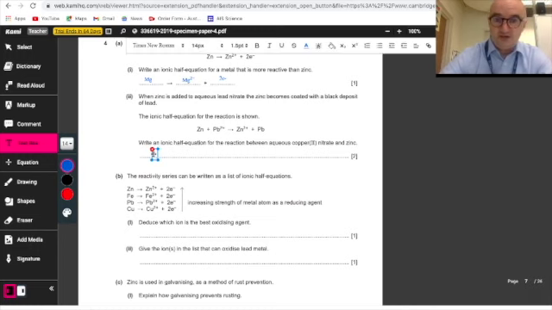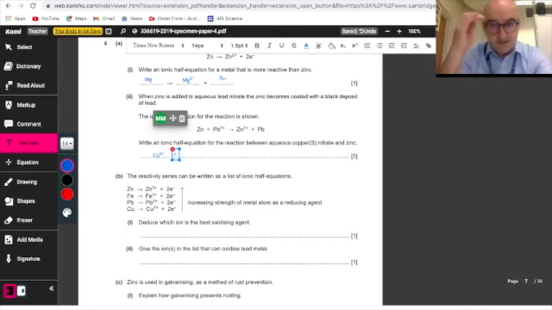Write an ionic half equation for the reaction between aqueous copper nitrate and zinc. Now, copper nitrate is Cu2+. So I want the ionic half equation. I don't care about the nitrates. So Cu2+, and we need to make that a superscript. And we need to add that zinc. Oh, it's zinc. So zinc is going to be more reactive. And if we can do that one, yes, we can.